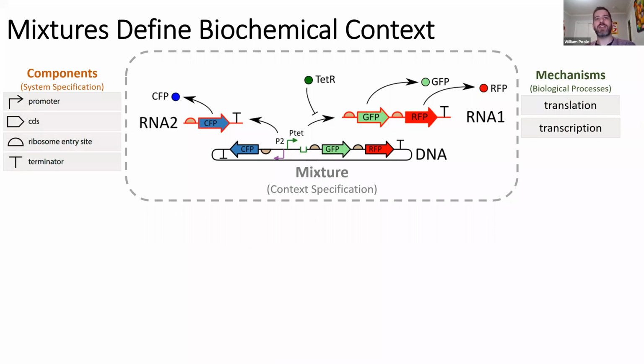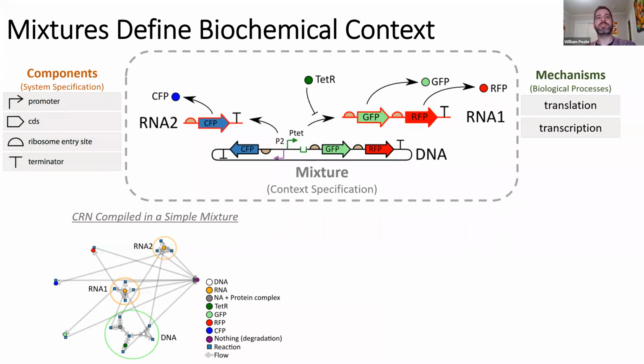And for example, we can compile this in a simple mixture. So here I'm using the simplest modeling framework I can imagine, where everything's catalytic, there's no machinery, and I get this very simple chemical reaction network. And here the chemical reaction network I'm showing in this sort of bi-graph formalism, where we have two different types of nodes. The square ones are reactions and the round ones are species. And so you'll see here that we have our two different RNAs, which are both involved in a couple of reactions, and our DNA, which is also involved in a few reactions.